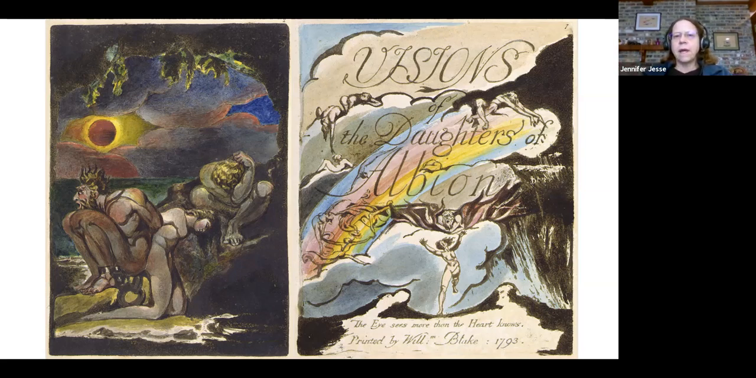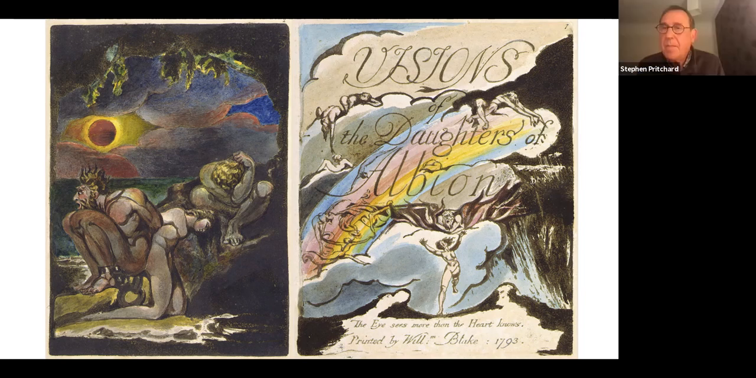And of course, the title page says these are the visions of the daughters of Albion. So are we looking at one of those visions? Would one of those daughters, one or more, say this motto, the eye sees more than the heart knows? And are we supposed to discover whether there's truth or falsehood in that as the book goes on? Yeah, that's excellent. Ramazan.